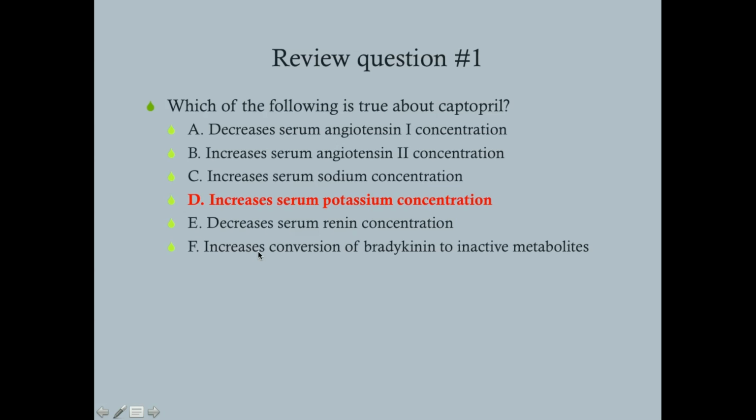And then just for completion's sake, why not F? Increases the conversion of bradykinin to inactive metabolites. What converts bradykinin into inactive metabolites? What enzyme does that? It's ACE. ACE converts bradykinin into inactive metabolites. So if you inhibit ACE, which captopril does, you're going to have decreased conversion of bradykinin to inactive metabolites, and that is why you can get angioedema.